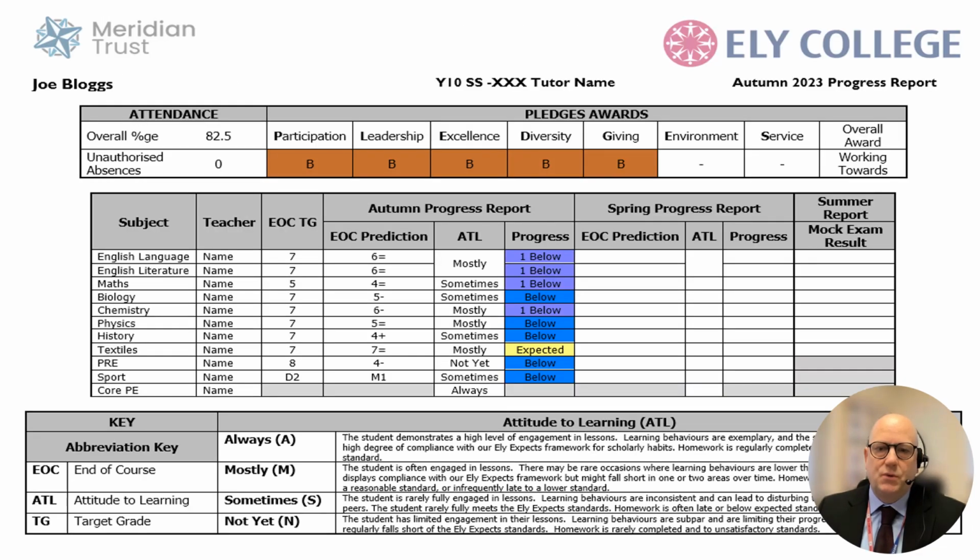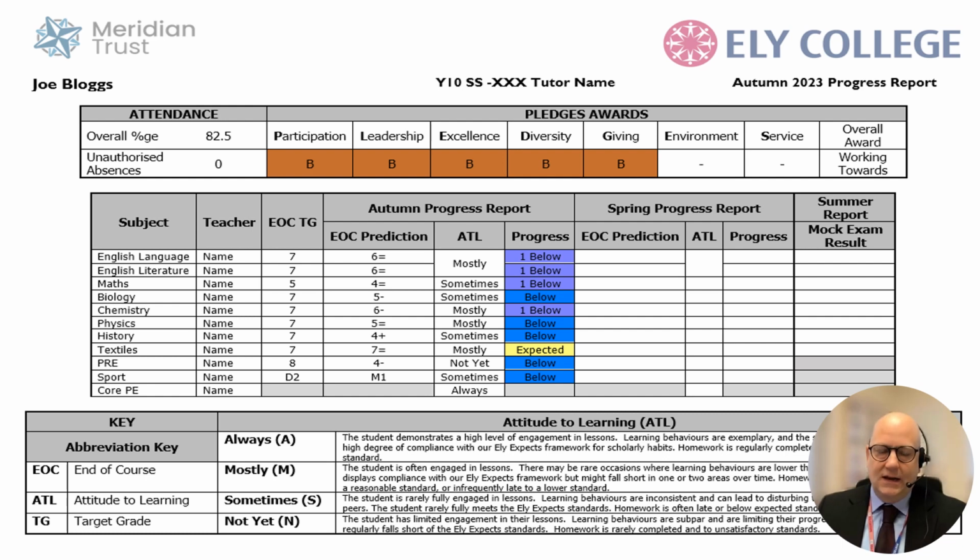Here's Joe Bloggs' report, and I feel a bit sorry for Joe because it's always Joe who never necessarily does very well in these examples. But there are some concerns about this report, not least when you look at the colours of the progress here. Joe's attendance is 82%. Now what that means realistically is that over an academic year, Joe will have missed 6 school weeks of 30 days.